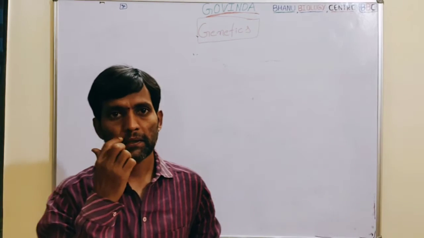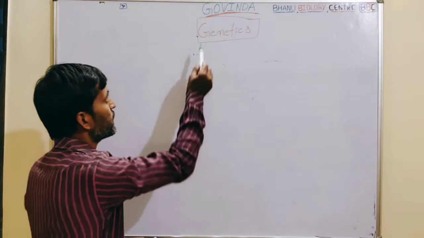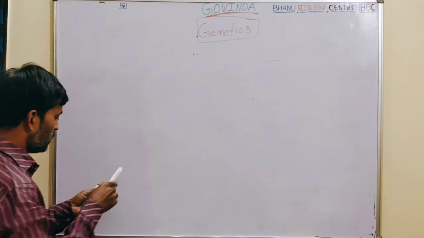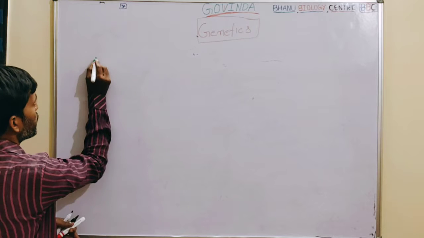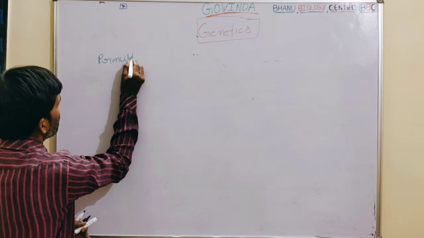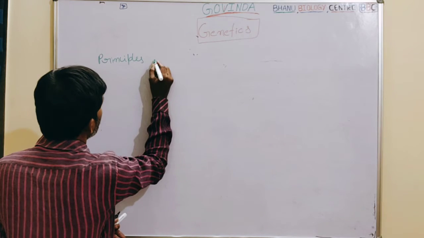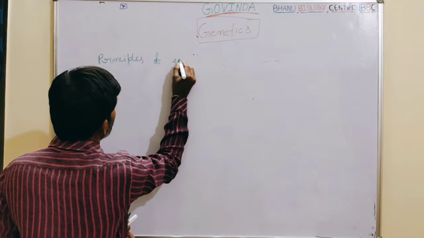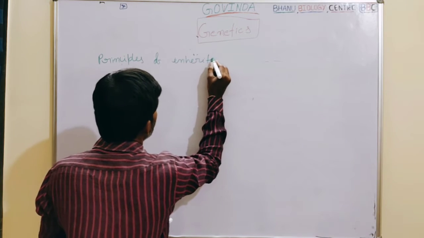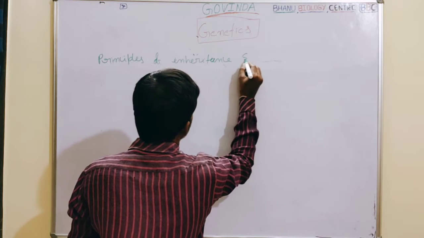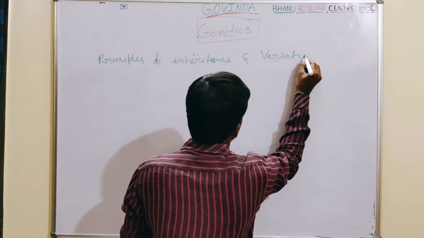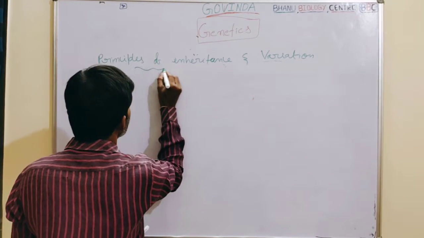We already began the new unit, that is genetics. From that unit we started the chapter Principles of Inheritance and Variation.